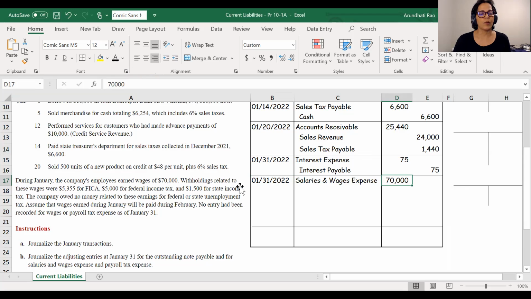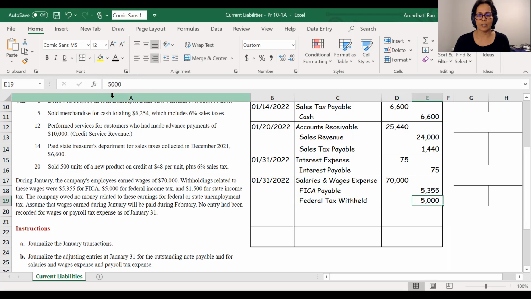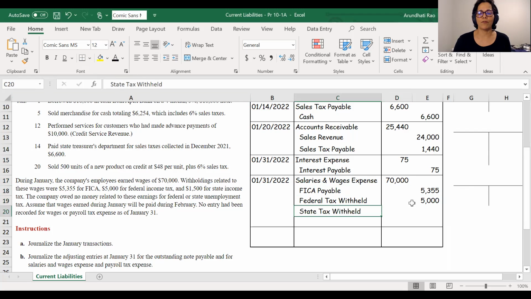The withholdings related to these wages were $5,355 for FICA, so it's going to be FICA payable. FICA is Medicare and Social Security tax. They've told me the amount is $5,355. Another $5,000 has been withheld towards their federal income tax. This is the employees' personal taxes. And I have $1,500 in state taxes that I'm withholding on behalf of my employees.